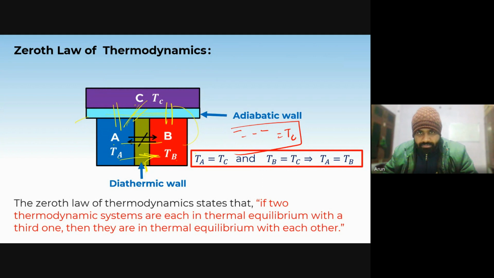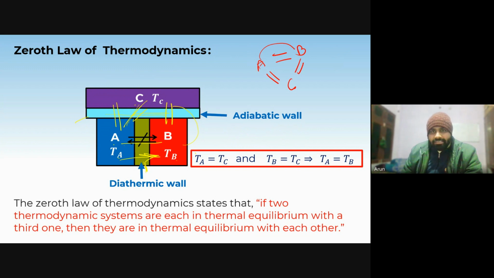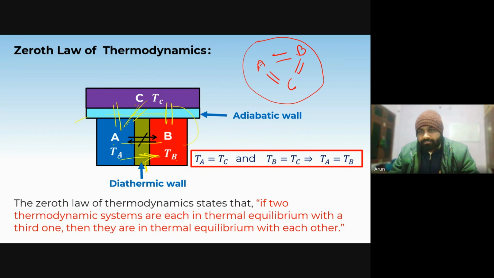So in very simple words, if I explain it to you, if there is a system, let's say A, and there is a system B, and they are in thermal equilibrium with another system C. A is in thermal equilibrium with C, B is in thermal equilibrium with C. So we can say by the zeroth law that A and B also will be in thermal equilibrium. This is the zeroth law of thermodynamics. You can remember this diagram, so you will remember the zeroth law of thermodynamics. Got it?